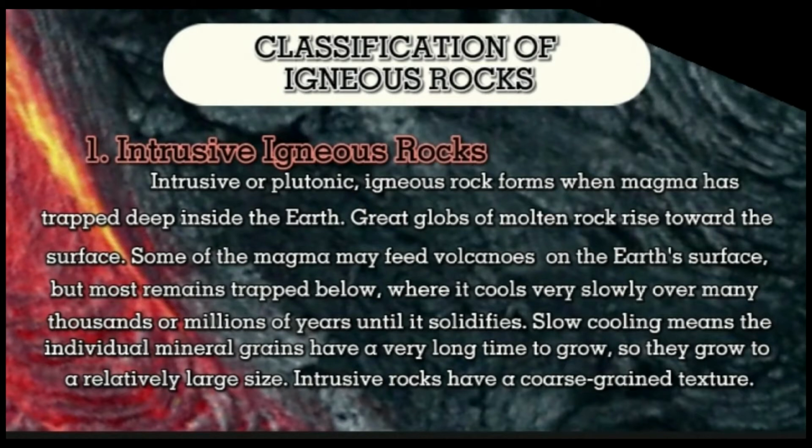Intrusive, or plutonic, igneous rock forms when magma is trapped deep inside the earth. Great globs of molten rock rise toward the surface. Some of the magma may feed volcanoes on the Earth's surface, but most remains trapped below, where it cools very slowly over many thousands or millions of years until it solidifies. Slow cooling means the individual mineral grains have a very long time to grow, so they grow to a relatively large size. Intrusive rocks have a coarse grain texture.